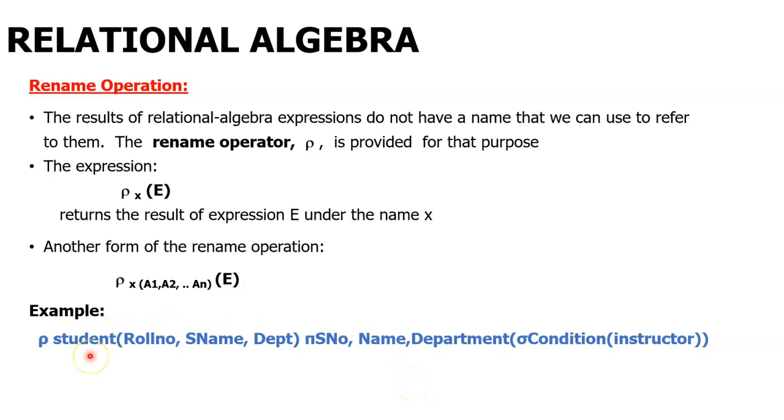So for student, I have to change the table name to student and the attributes are roll number, S name and department. So where these things, student, serial number, department, will get deleted if the condition of the instructor holds. This is how my rename operation works. Okay, thank you.